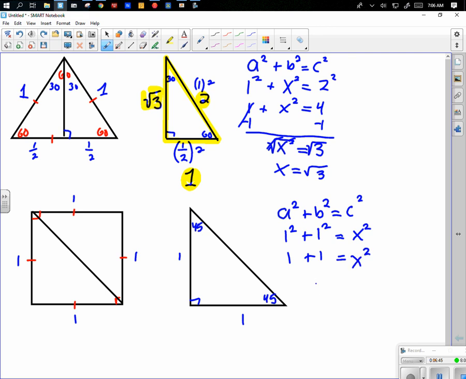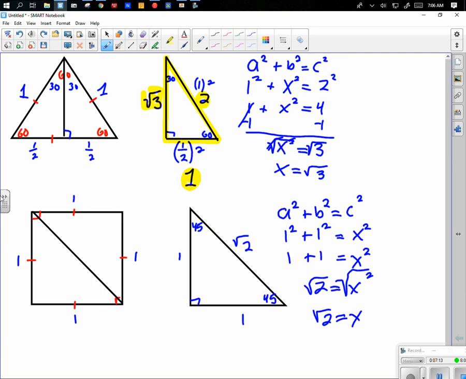So 1 squared will be 1, 1 squared will be 1, and over here we should have x squared. 1 plus 1 is 2, is equal to x squared. Now get the x by itself, get rid of the square. Square root to do that, what you do to one side, you must do to the other. So you have radical 2 is equal to x. So we know that this is radical 2.